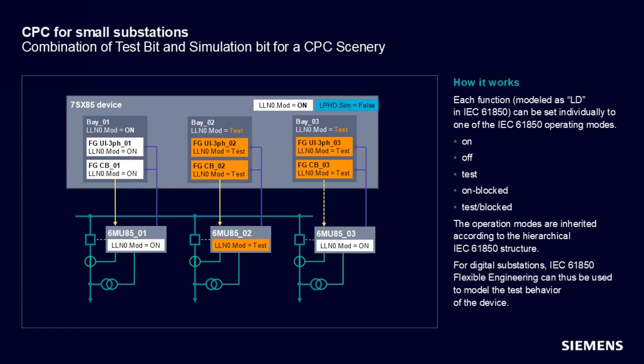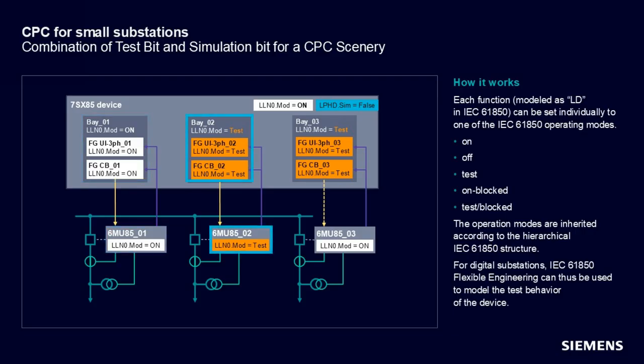In this example, we showcase a centralized protection system for 3 bays. For example, Bay 1 in the universal relay is in on mode, as well as the merging unit associated with this bay. Therefore, the GOOSE messaging between both devices is received and processed correctly.